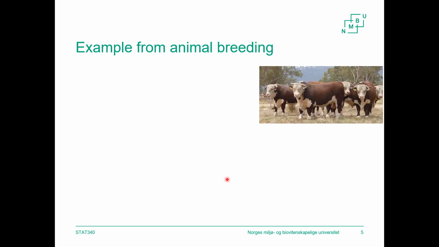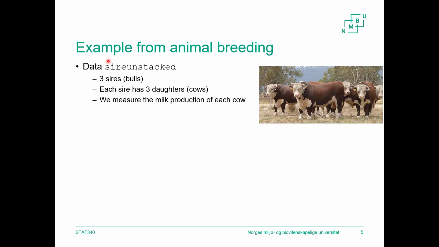Let's see one example here from animal breeding, which is sort of a classical use of mixed models at NMBU. We have this data set called sire unstacked. We will see it in a moment. Just let me explain a little bit what it is. There are data from 3 sires, and a sire is actually a bull, the same as you see here, right? Each of these sires has 3 daughters, and of course the daughter of a bull is a cow.